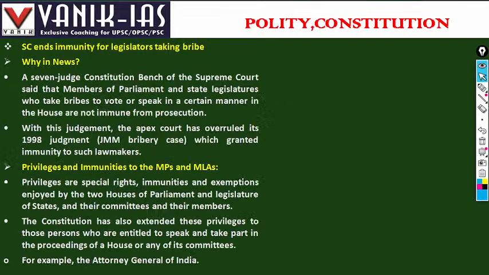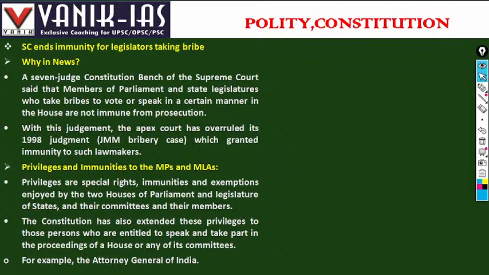Next topic, Supreme Court ends immunity for legislators taking bribes. A seven-judge constitutional bench of the Supreme Court said that members of parliament and state legislatures who take bribes to vote or speak in a certain manner in the House are not immune from prosecution. A recent example was the Mohua Moitra case, where the ethics committee removed her from the membership.